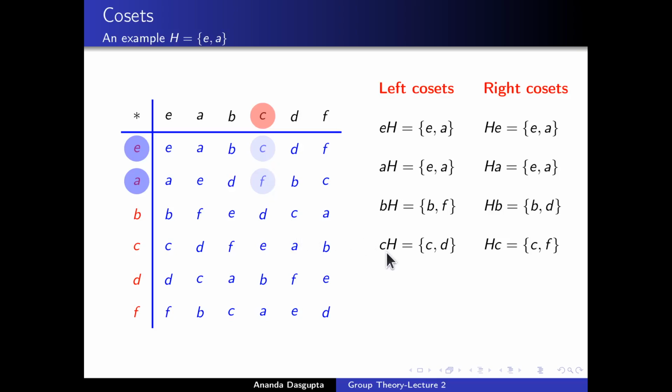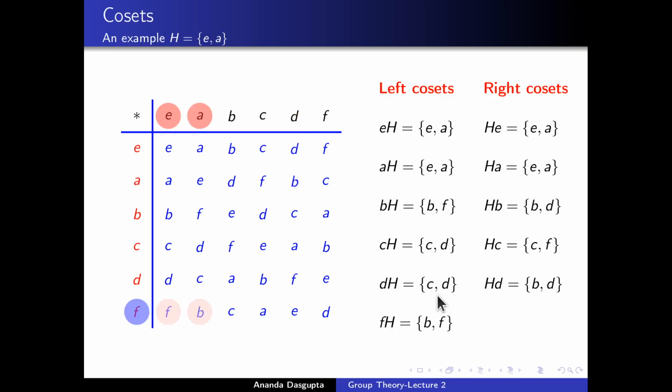By the way, one thing you should have noticed by now, is that the element for which we are taking the coset is always in the coset, and that's again obvious because the identity is always in the subgroup. So ch has c in it, so does hc. Well, dh is cd, again dh has d in it, hd is bd, fh is bf, and hf is cf.